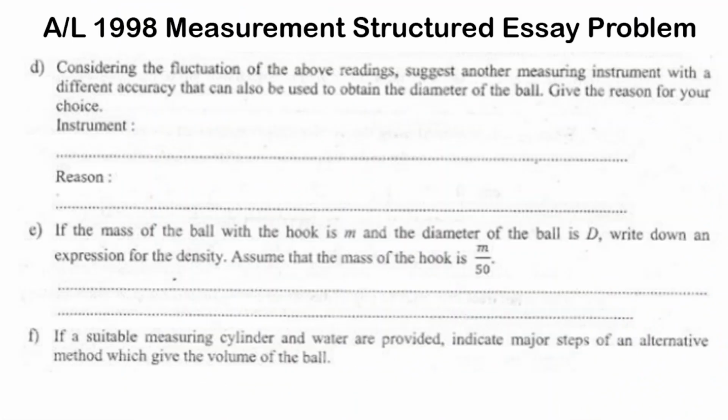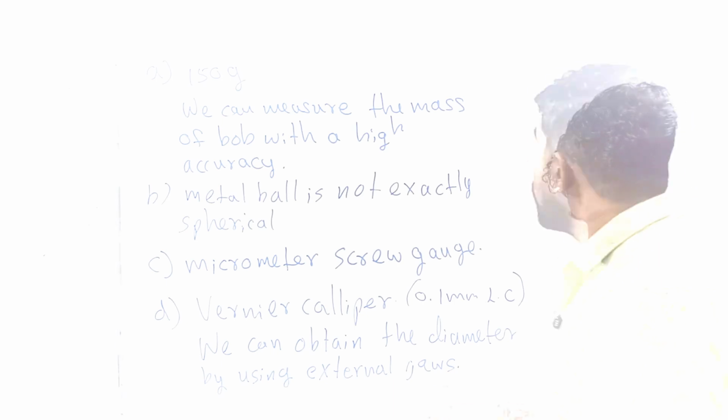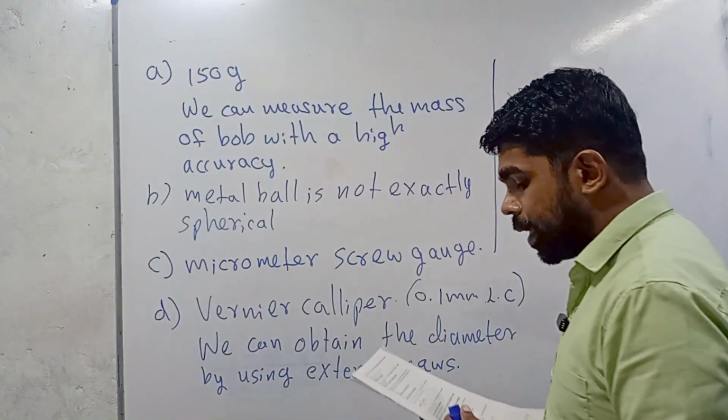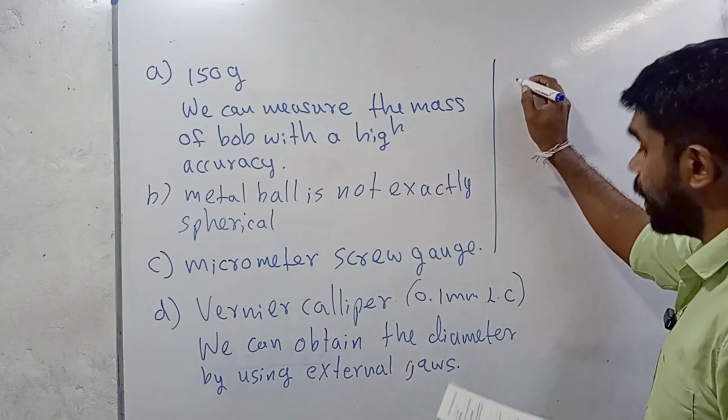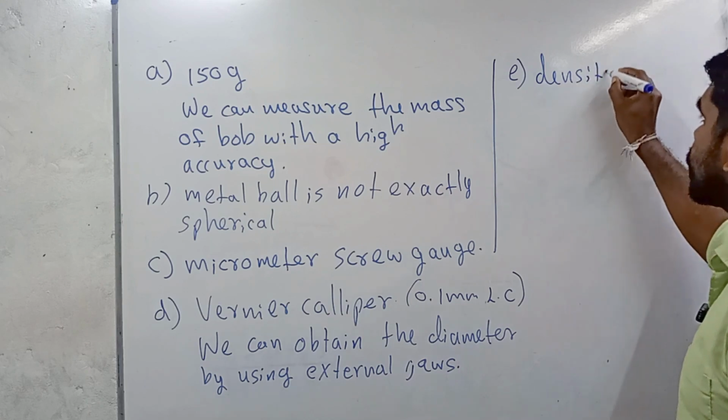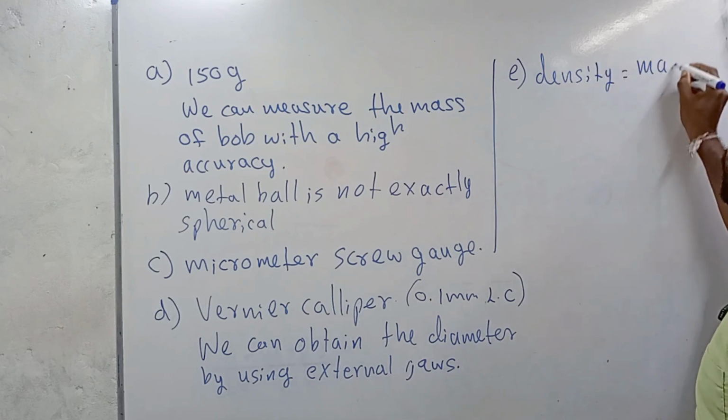If the mass of the ball with the hook is m and the diameter of the ball is d, write down an expression for the density, assuming that the mass of the hook is m over 50. Again, we have to write an expression for the density. Density equals mass divided by volume.